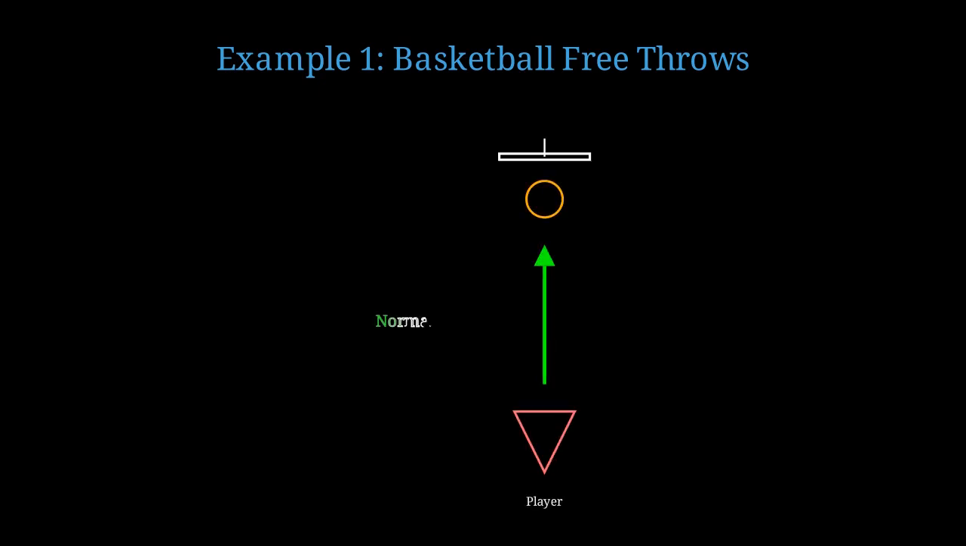Let me give you a concrete example from sports. Consider basketball free throws. A traditional approach is to practice the correct form repeatedly. Here's a player shooting a normal free throw with correct form. The ball follows the optimal arc to the basket.